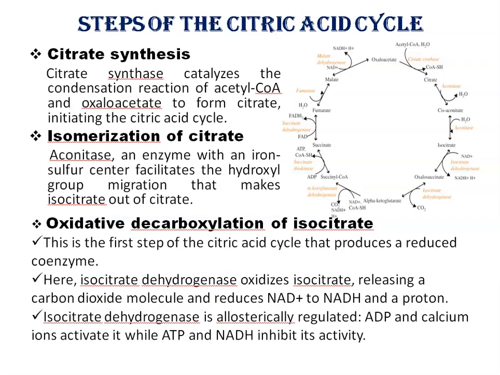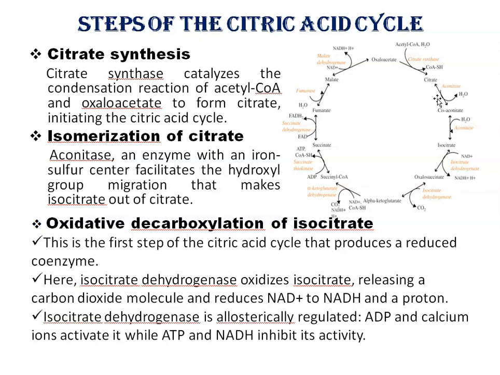Now, different steps of citric acid cycle. So first is citrate synthesis. Here enzyme citrate synthase catalyzes the condensation reaction of acetyl coenzyme A and oxaloacetate to form citrate, right? So initiating the citric acid cycle.